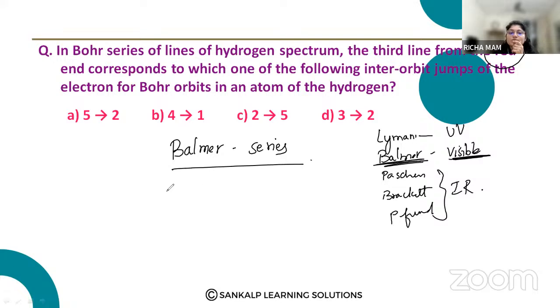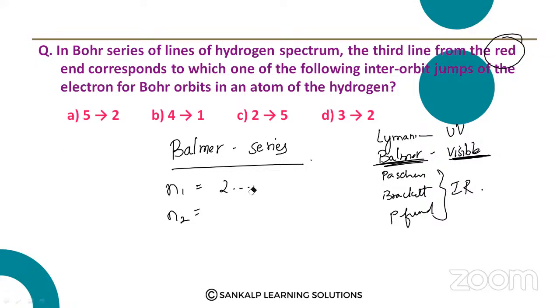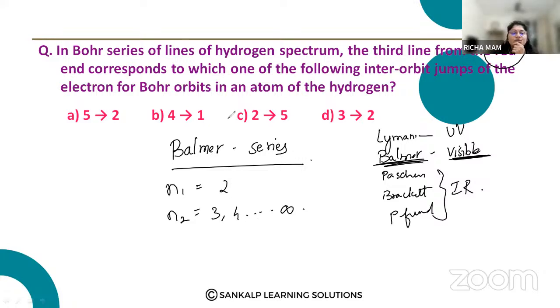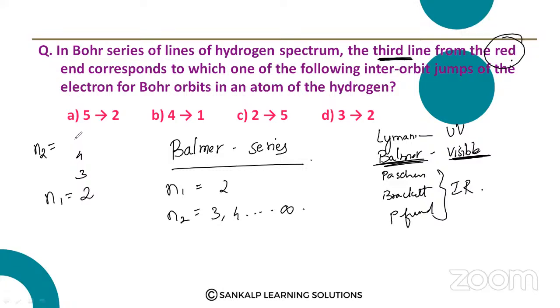So in the Balmer series, what is n1 and what is n2? Can anybody tell me? n1 will be 2. And n2 will be 3, 4 to infinity. So from the red line, meaning from the Balmer series, the jump is to the third line, so n1 is 2. What is n2? What comes after the third line? 3, 4 and 5.